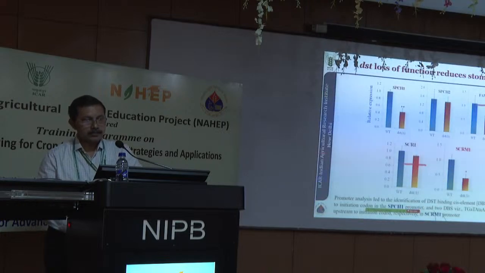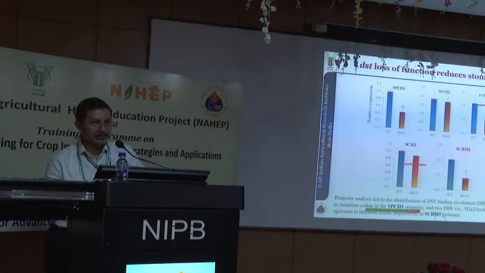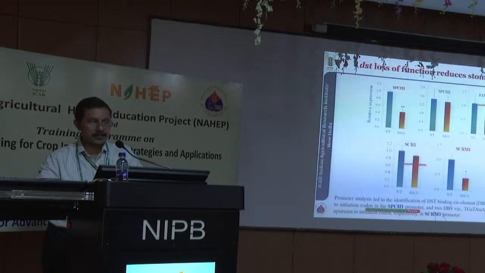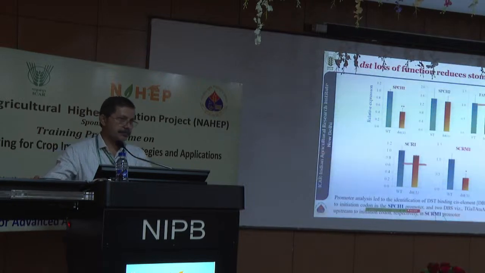Since they had very low stomatal density, we wanted to understand why the stomatal density is less, which was not known earlier. So we studied all the genes involved in stomatal patterning. If you compare the expression of those genes in the analysis, we can see that three of the genes have significantly less expression as compared to the wild type plant.